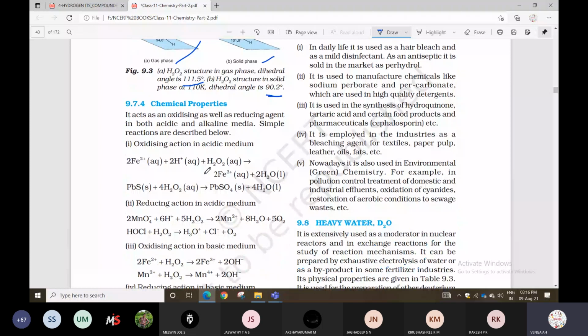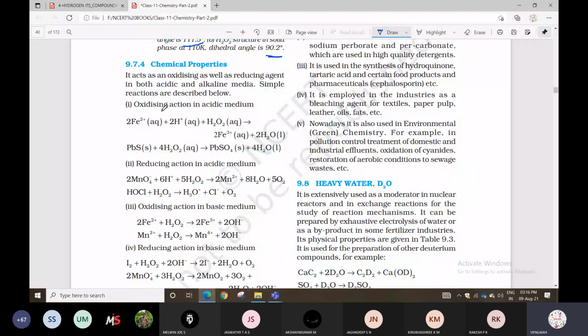Next one is chemical properties. Listen, it acts as an oxidizing as well as a reducing agent in both acidic and alkaline medium. So hydrogen peroxide acts as an oxidizing as well as reducing agent in both acidic and alkaline medium. There are some reactions also: oxidizing action in acidic medium, reducing action in acidic medium, oxidizing action in basic medium, and reducing action in basic medium are also given.